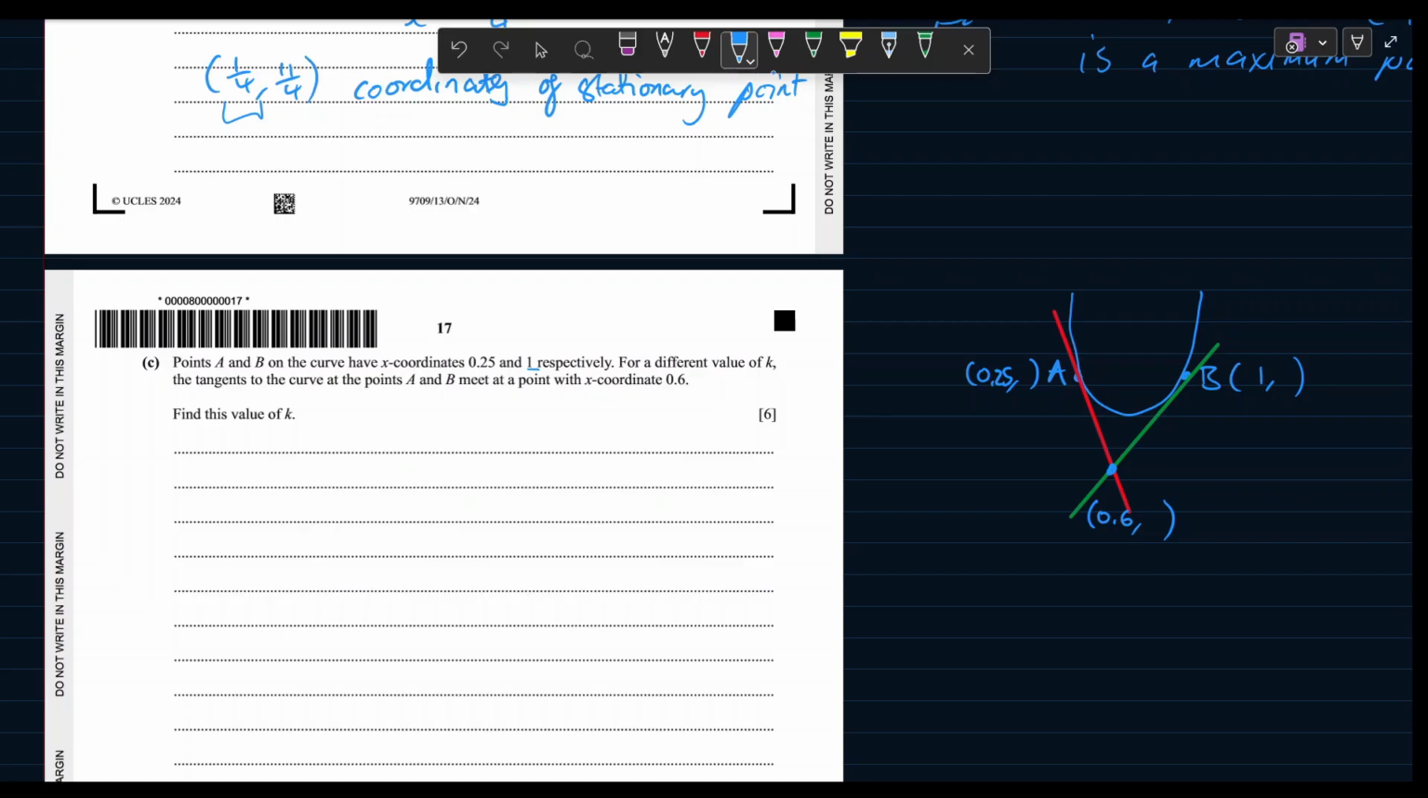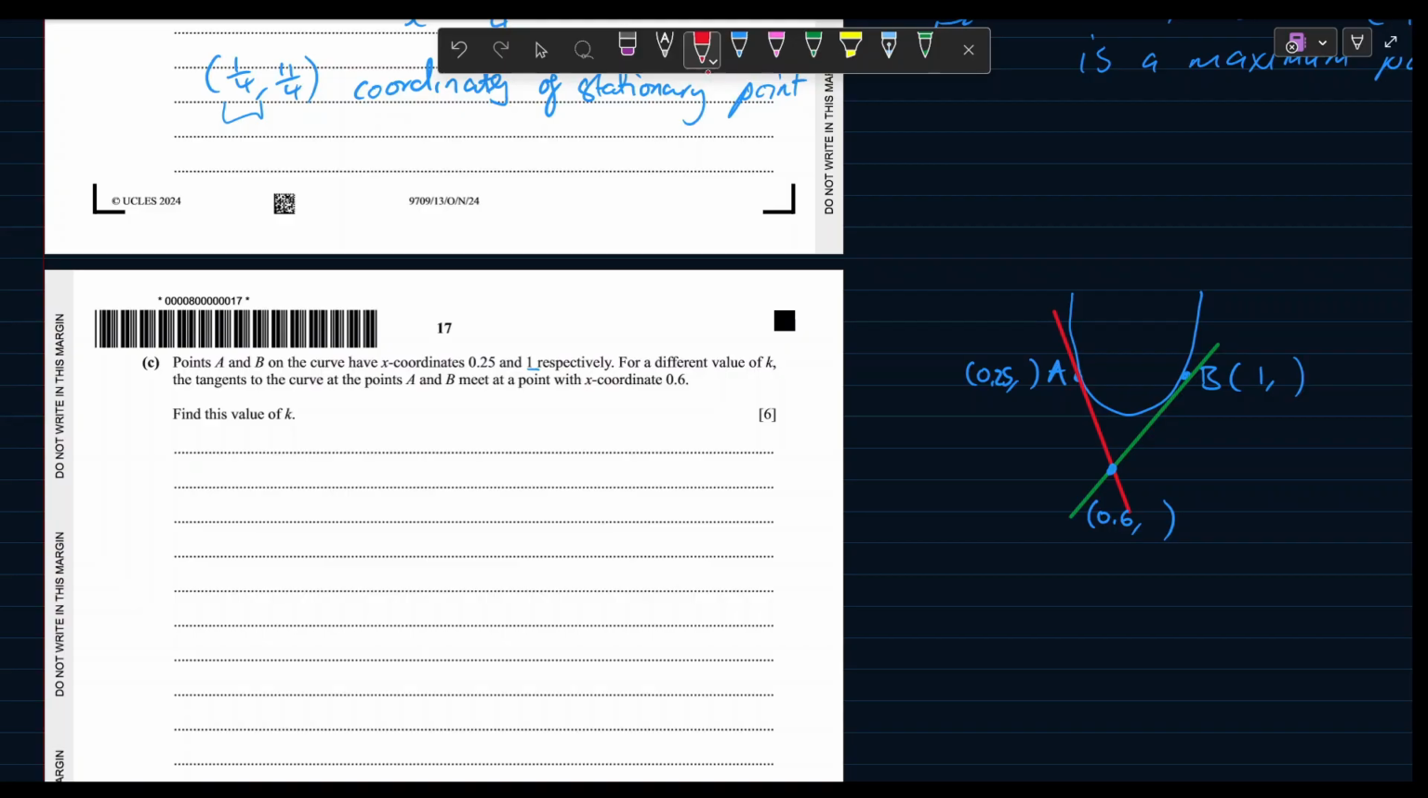So to solve for k, what we can do is to find the equations of our tangents. And then we know that the point of intersection of our tangents is going to be at x is 0.6. So we replace x with 0.6, and that should give us an equation in k, and we can just solve for k. All right. So if you didn't get the full picture, don't worry, we'll walk through it step by step.